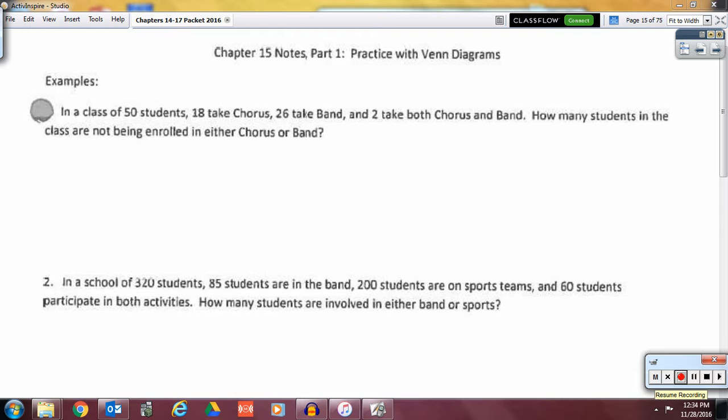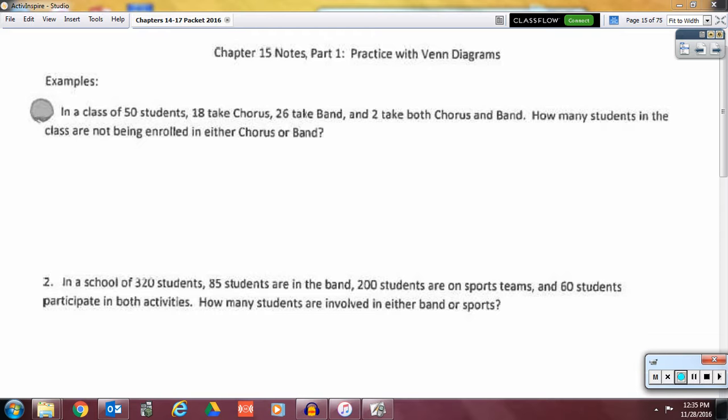All right, so page 12 in your packet if you don't know where we are. Venn diagrams are a technique that you can use to organize all your information. One strategy I'm going to tell you about when you do a Venn diagram is to always start in the center of your Venn diagram.